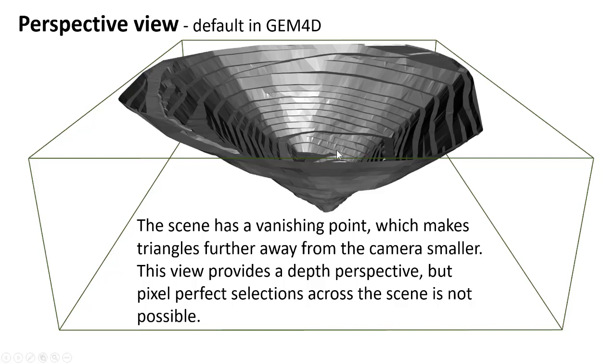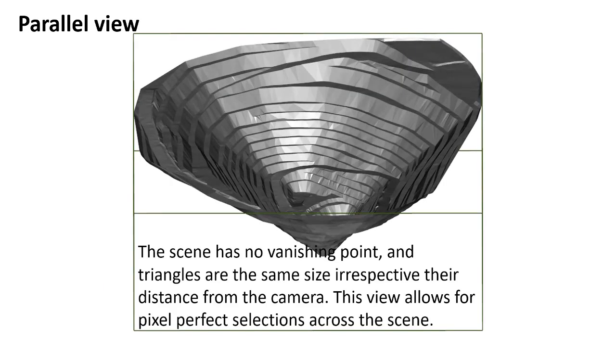So although this is the default view and it's very useful for some functions, you need to go to parallel view. In parallel view, the scene has no vanishing point, and triangles are the same size irrespective of their distance from the camera. So this view allows for pixel perfect selections, but it's not always as useful when you visualize and interpret information that you look at.